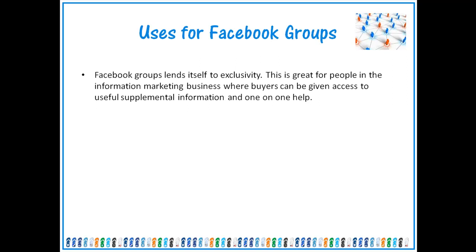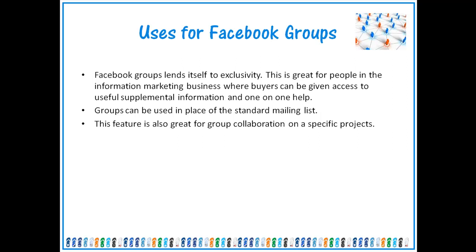Here's what I'm going to go into now, some of these uses. It definitely, in my opinion, lends itself to exclusivity. It's great for people in the information marketing business where buyers are given access to information, one-on-one help, maybe personal coaching. If you're coaching a group of people and you have sessions every week, a group would be a great idea. A group of colleagues, a different subject matter, whatever it is. You can have a group be used in place of the standard mailing list because of the capability it offers. It is great for group collaboration and specific projects. Say you're working on a project with a group of people, it's a great way to communicate.